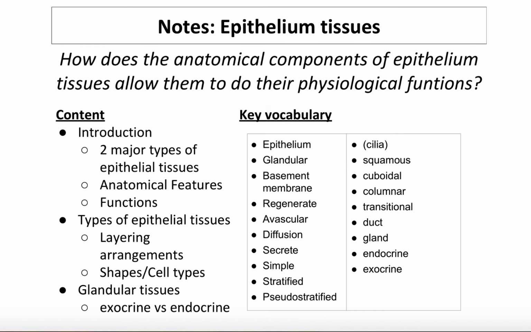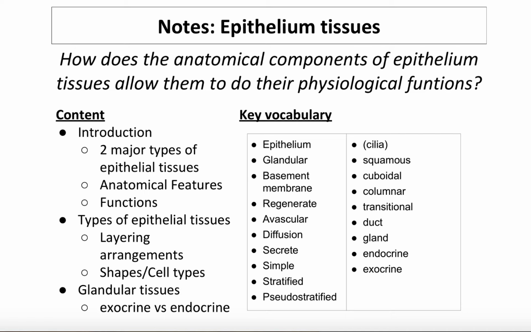Okay, so the key thing we're going to look over while doing this lecture is how the anatomical components of epithelial tissues allow them to do their physiological functions, right? Anatomy is the shape and location of things, and physiology is how things work. All right, so we're going to go over the intro.